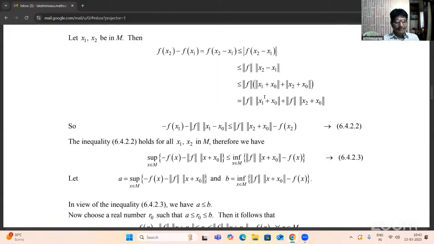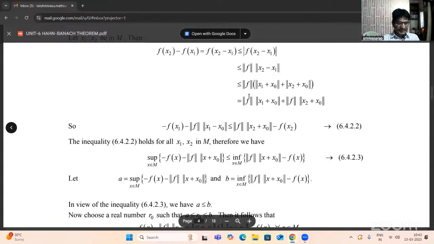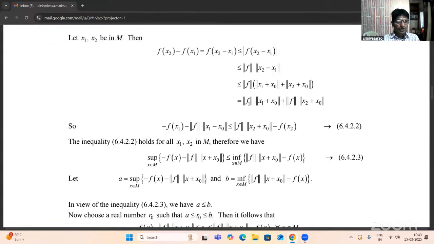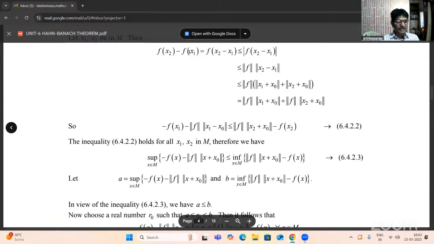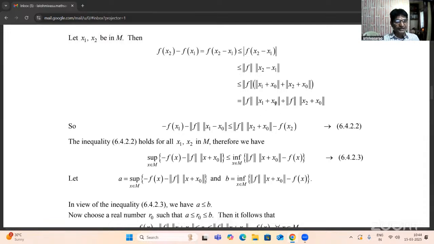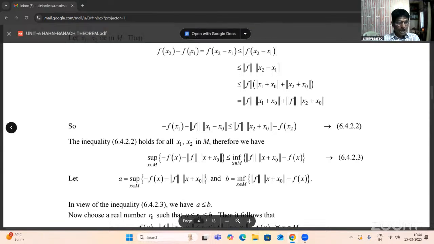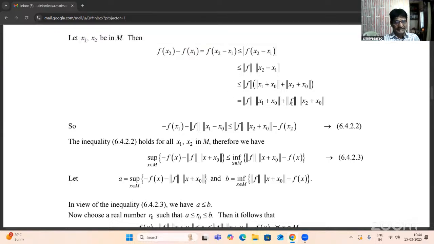So norm f into norm x1 minus x naught plus norm f into norm x2 plus x naught here. According to f of x1 minus x naught, that is minus f of x1, converting this value to this side, minus norm f into norm x1 minus x naught. This is minus. Please rectify this mistake. See in your textbook. Now minus f of x1. In the left hand side, f of x2 minus f of x1 is less than or equal to norm f into norm x1 minus x naught plus norm f into norm x2 plus x naught here.